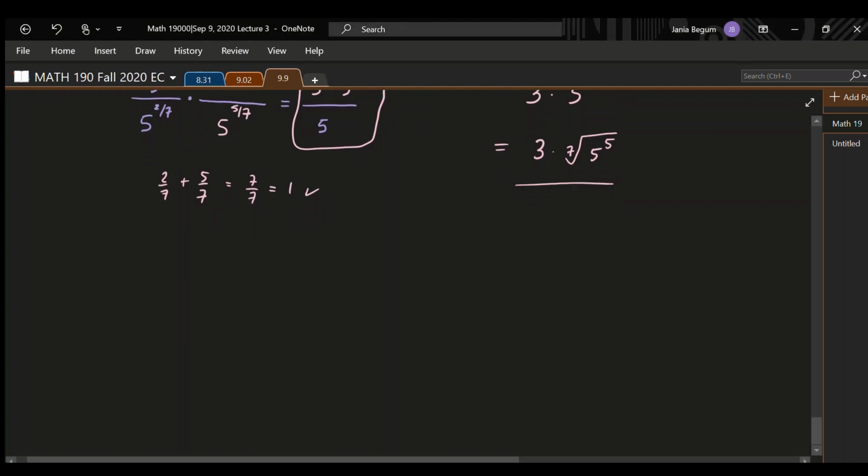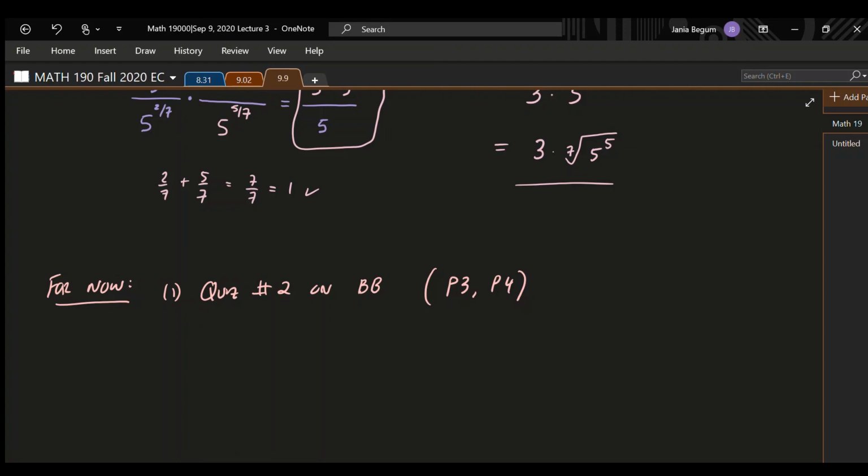So let me just give you a last minute update before I let you guys go. Still have 10 more minutes, a little bit more. So for now, meaning this week, I don't see you anymore, right? I see you next week. So first thing for next week, we have Quiz number 2 on Blackboard, like I mentioned earlier today. And this is going to have P3 and P4, about 3 to 5 questions, but expect 5, right? I wouldn't really go with 3. I'm more going towards 5 questions.